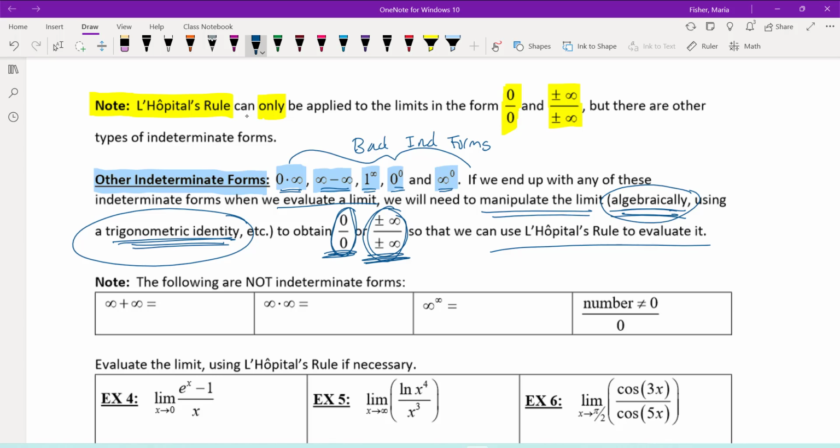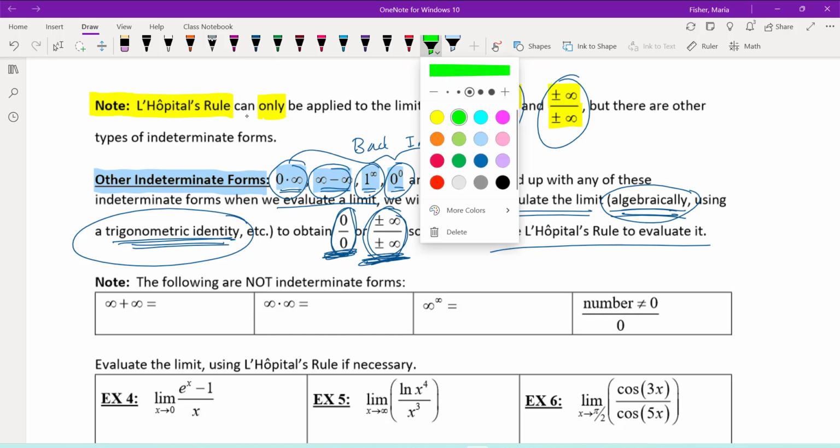When you deal with limits, you always start with direct substitution. If direct substitution gives you 0 over 0 or infinity over infinity, use L'Hopital's rule to evaluate the limit. If it gives you one of these bad indeterminate forms, 0 times infinity, infinity minus infinity, 1 to the infinity, 0 to the 0, and infinity to the 0, if it gives you one of those 5, you have to manipulate the limit algebraically or with a trig identity, end up with 0 over 0 or plus or minus infinity over plus or minus infinity, and then use L'Hopital's rule to evaluate.